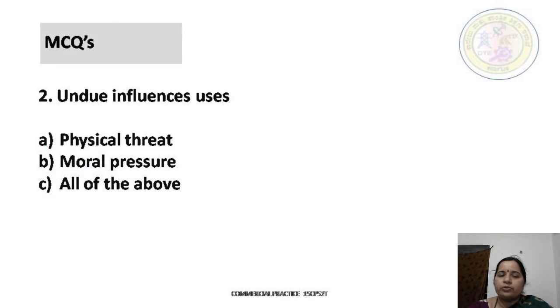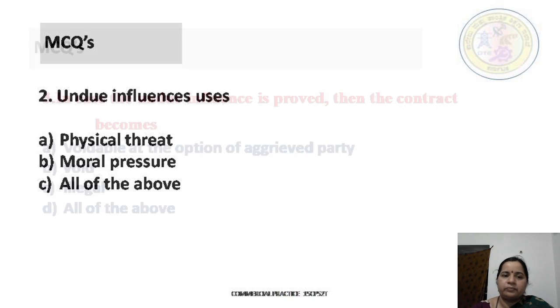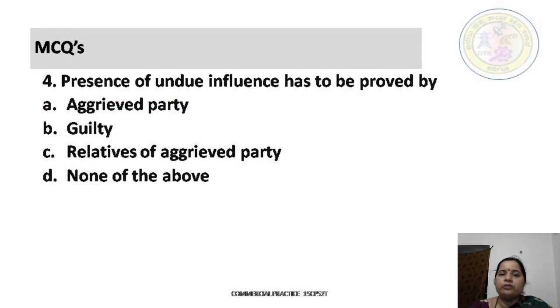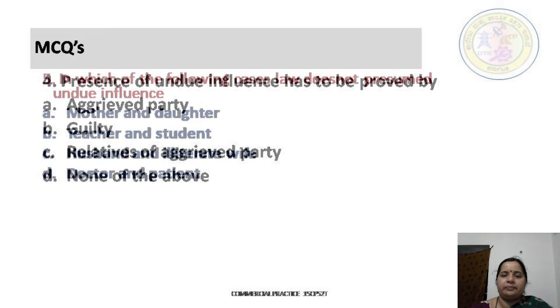Undue influence uses physical threat, moral pressure, all of the above. In case undue influence is proved, then the contract becomes voidable at the option of aggrieved party, void, illegal, all of the above. Presence of undue influence has to be proved by whom? Aggrieved party, guilty, relatives of aggrieved party, none.